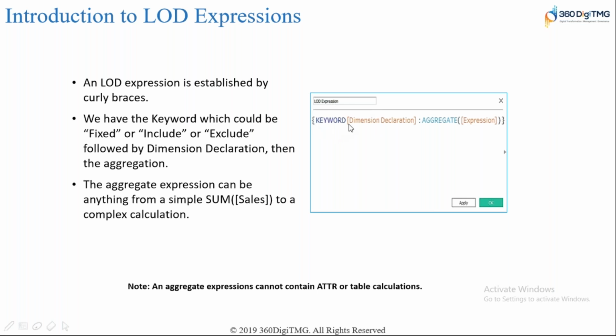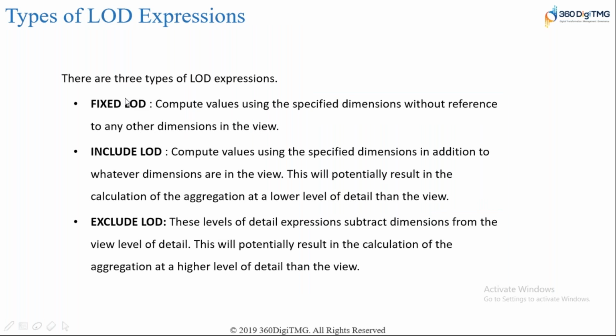This is the syntax that we use for LOD expressions. We have the keyword, followed by the dimension declaration, then a colon, then the aggregation, followed by the expression that you're trying to evaluate. This expression could be something like sales or profit, or a calculation, or a calculated field, anything. So let us look at the first level of detail expression, fixed LOD.